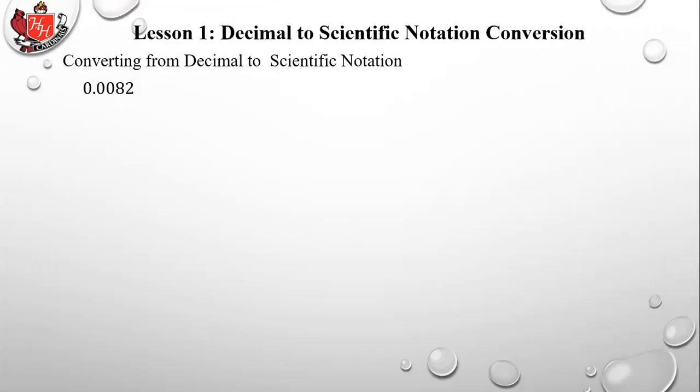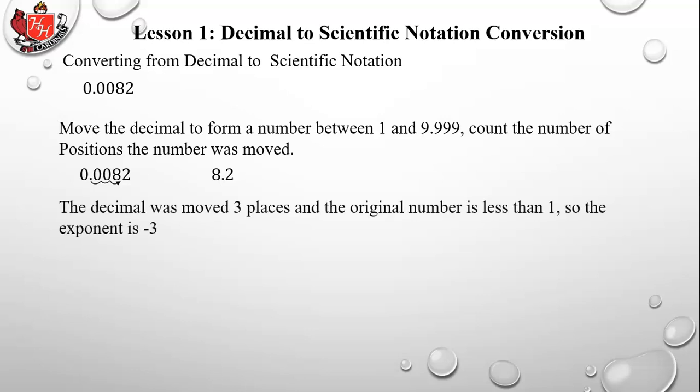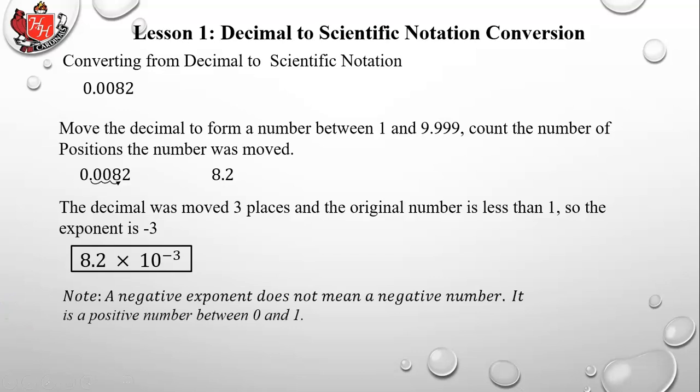Convert from decimal to scientific notation. So take this number. Where do you have to move the decimal to make a number between 1 and 9.999? The answer is right there between the 8 and the 2. So 8.2 is between those two numbers, 1 and 9.999. Now you moved it 3 places, and the original number is less than 1. It's a positive number, but it's between 0 and 1. So the exponent is negative 3. So the answer is 8.2 times 10 to the negative 3rd. Note, a negative exponent does not mean a negative number. It is a positive number between 0 and 1.